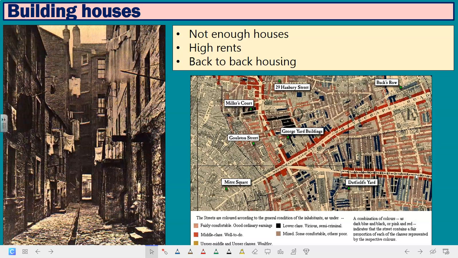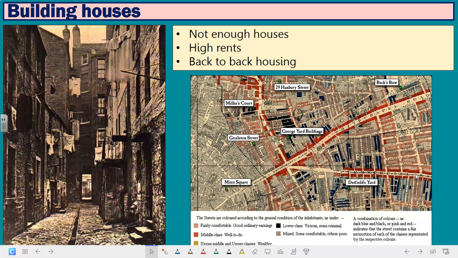And in addition to that, landlords could then charge very high rents. This would be to the point where whole families would be sharing one room. Even in those families, they might choose to take in a lodger into that one room to try and help them to cover the rents.